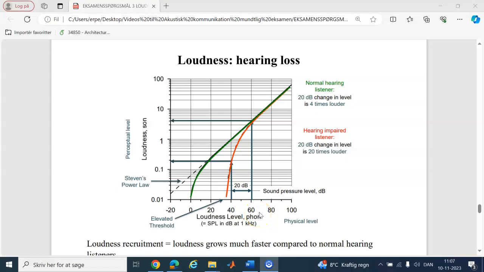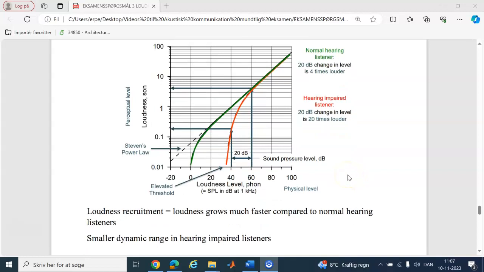So if you increase the loudness level, if you have hearing impairment, the sound is just growing faster. That is called loudness recruitment. Loudness grows much faster compared to normal hearing listeners. There is a smaller dynamic range in hearing impaired listeners.